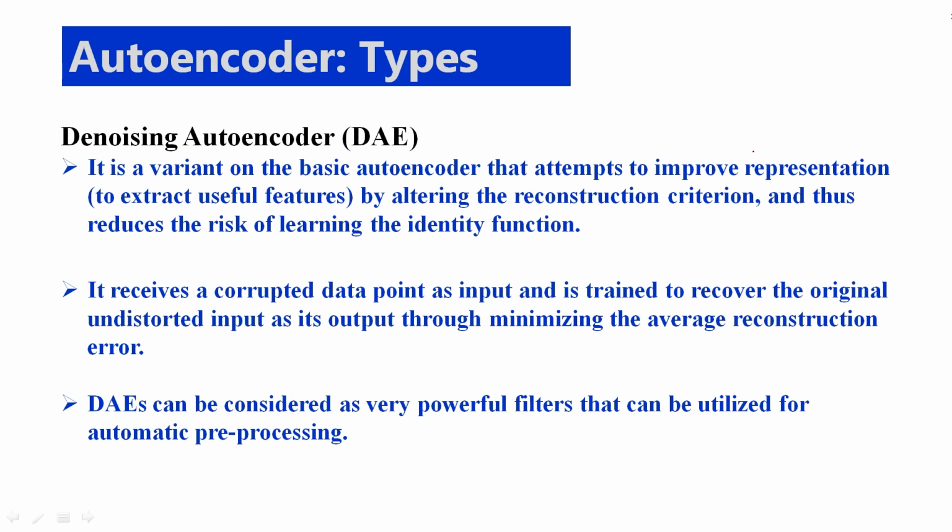But from a layman's point of view, it receives corrupted data as an input and is trained to recover the original undistorted input as output. How does it do this? It minimizes the average reconstruction error, and that is why they are used as very powerful filters that can be utilized for automatic preprocessing of data. This is very important, because if you want to remove all the unwanted, noisy data, it can also be used for images, image processing also. Whenever you are receiving some image signals that may not be so good, they are called noisy data, and you can remove it. It can also be used in X-ray diffraction or any kind of diffraction information also.